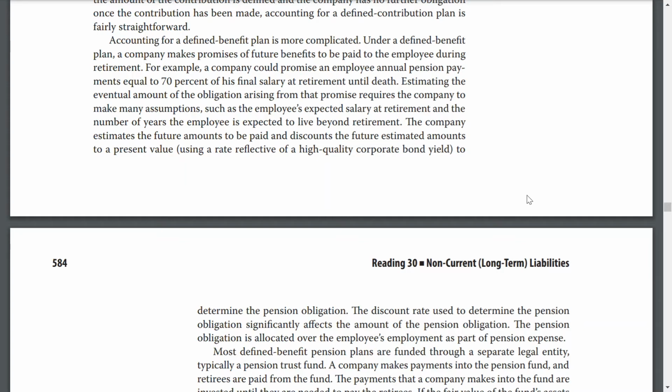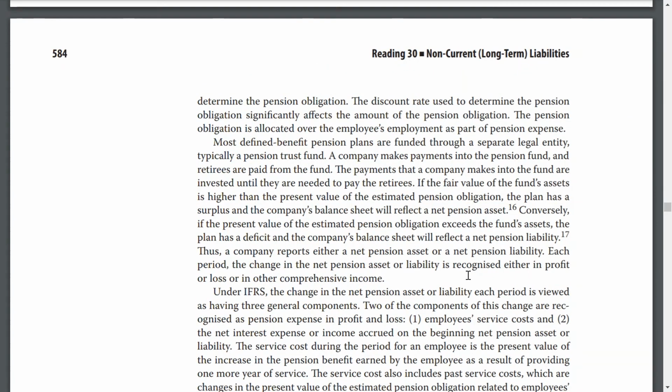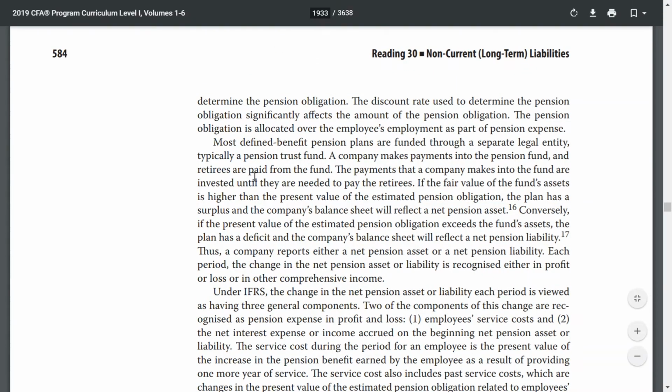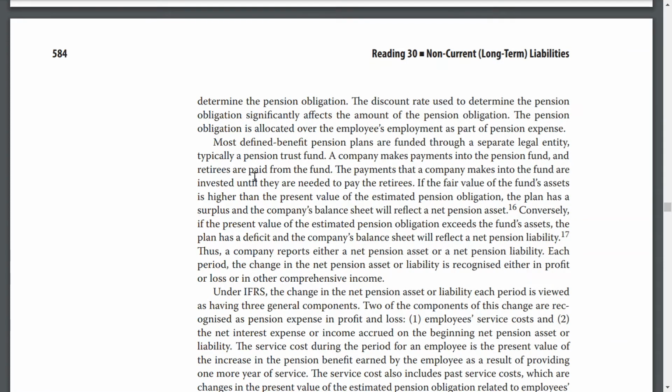The discount rate used to determine the pension obligation significantly affects the amount of the pension obligation. The pension obligation is allocated over the employee's employment as part of the pension expense. Most defined benefit pension plans are funded through a separate legal entity, typically a pension trust fund. A company makes payments into a pension fund, and retirees are paid from the fund. The payments that a company makes into the fund are invested until they are needed to pay the retirees.